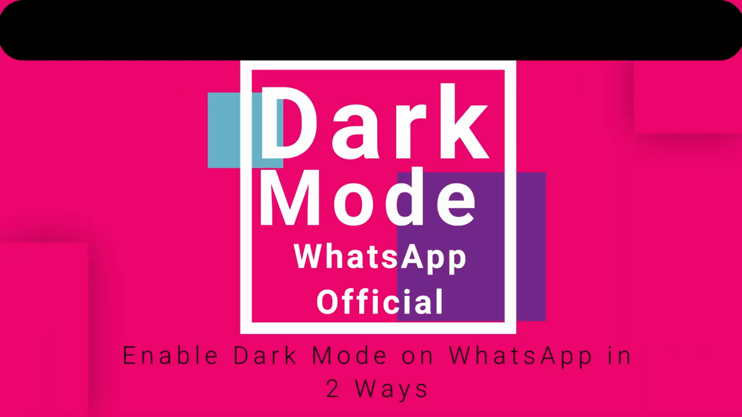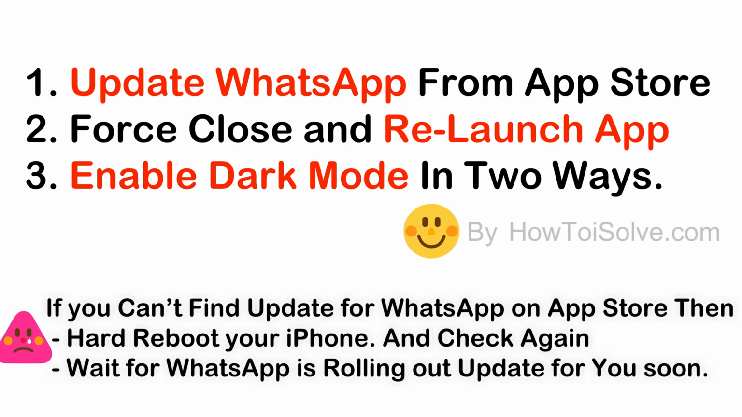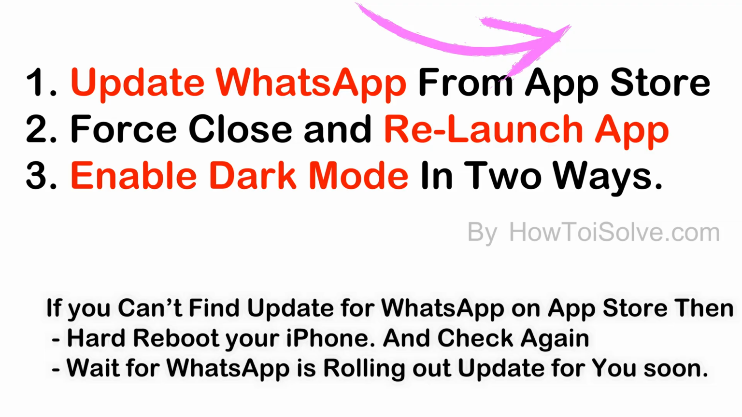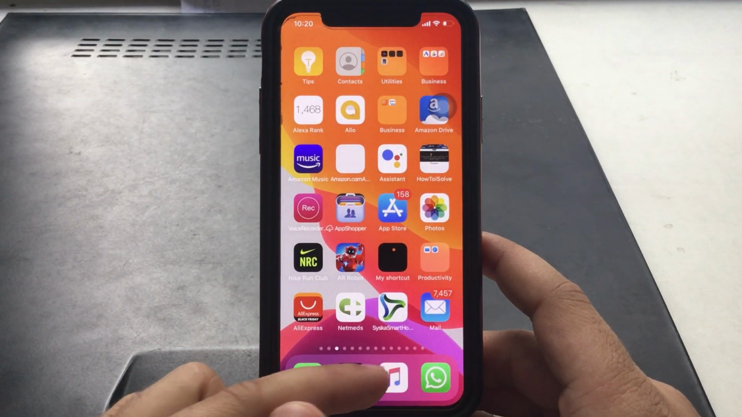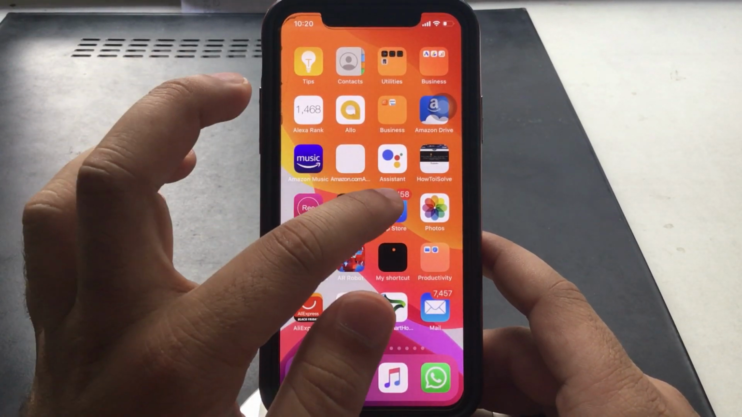Here I am going to show the tips on enabling dark mode in WhatsApp iPhone in 2 ways. Follow these 3 steps to use dark mode on WhatsApp. First, update the app from App Store, relaunch app and use dark theme.